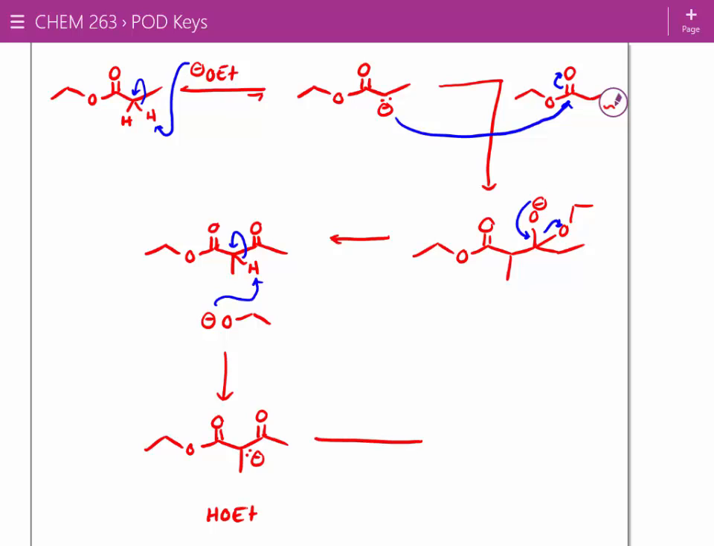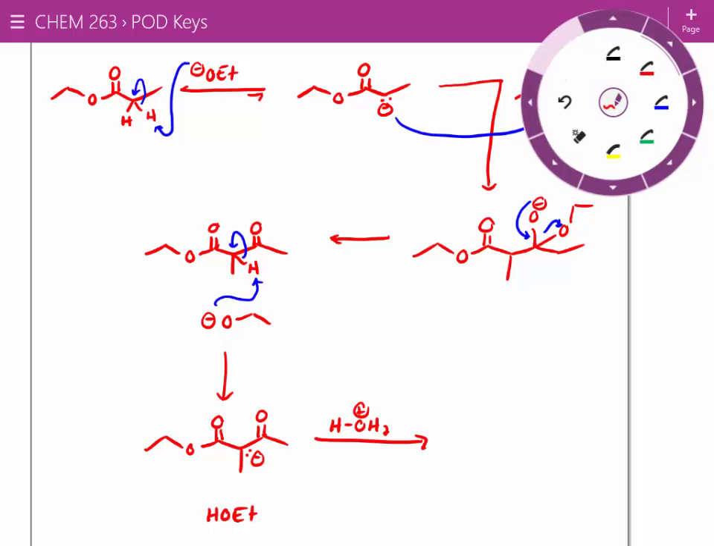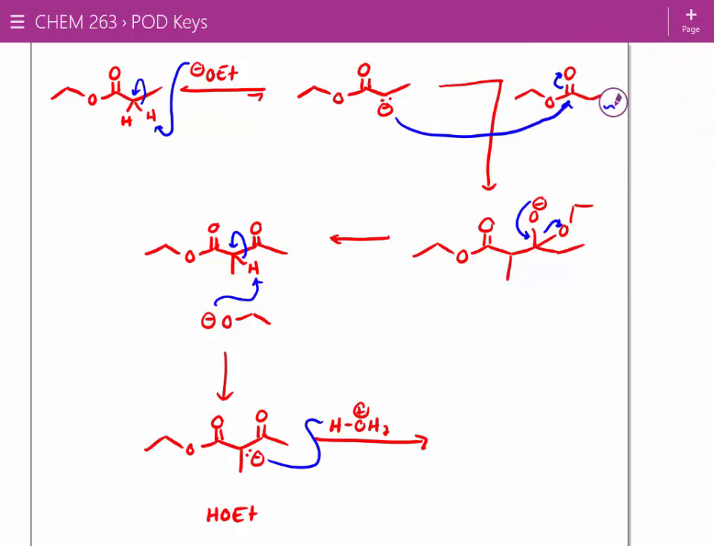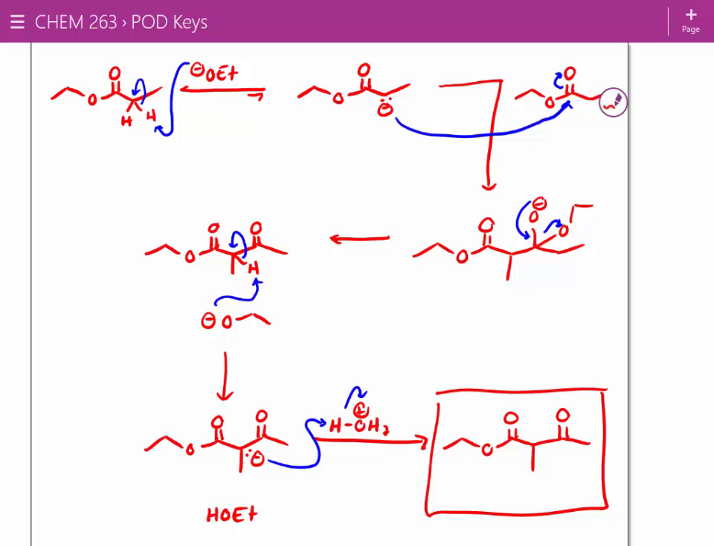And then in the last step, we said we can react this with acid, and we can reform our final product. All right, so it's pretty simple. It looks a lot like our aldol condensation that we've already seen. And we're going to continue on talking about this today.